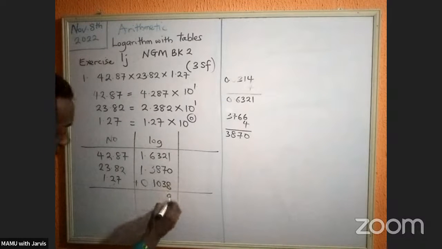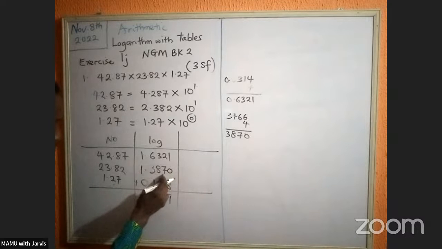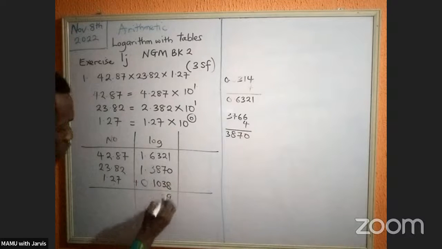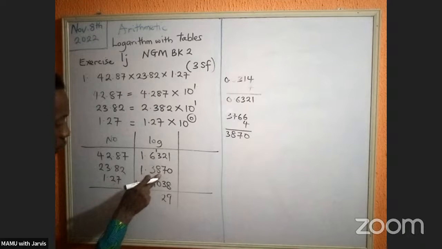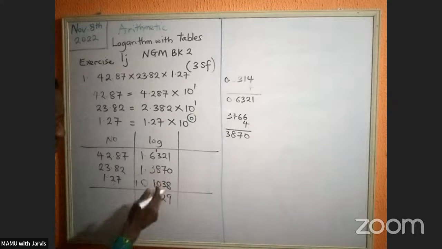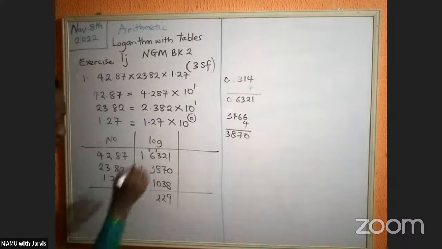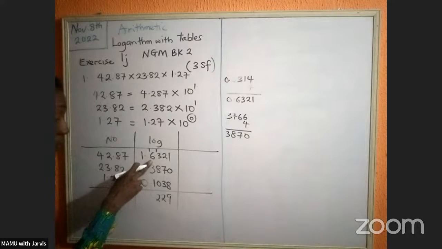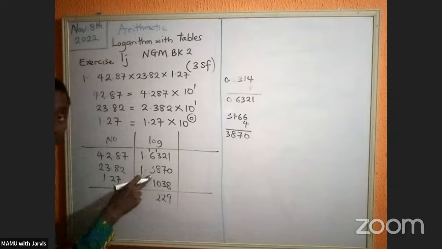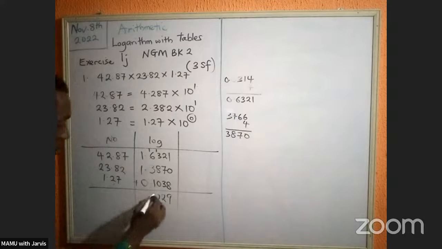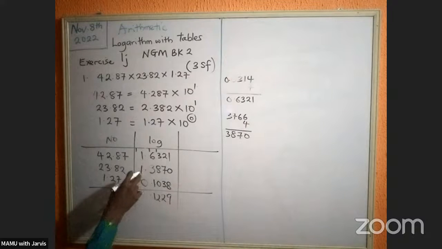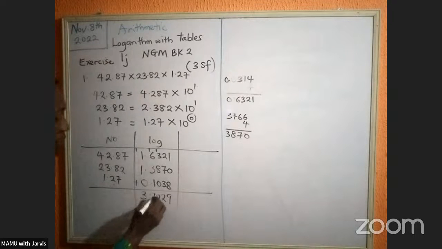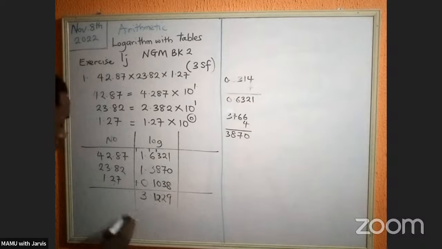1 plus 8 will give me 9. 2 plus 7 will give me 9. Plus 3, 12. Put down a 2 and a carry of 1. 1 plus 3 will give me 4. 4 plus 8 will give me 12. 12 plus 0 will give me 12. Put down 2, carry 1. 1 plus 6 will give me what? 7 plus 3, 10 plus 1, 11. Carry of 1. 1 plus 1, 2 plus 1. That will be what? 3. So that's 3.1229. So the next thing is to determine your anti-log.